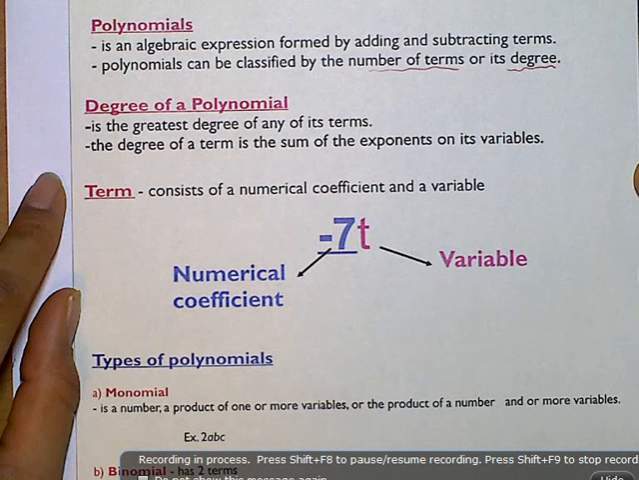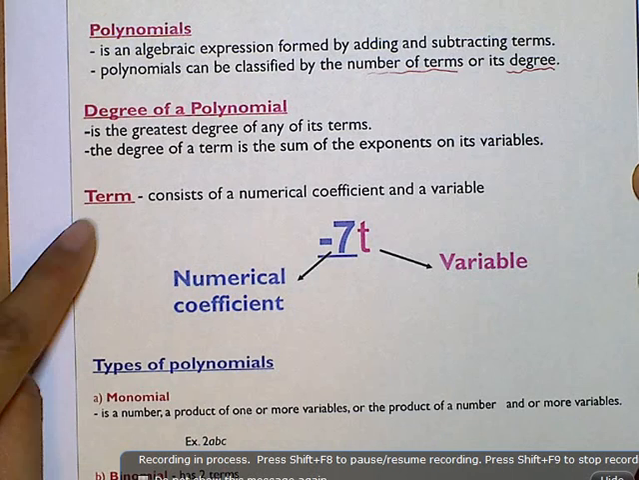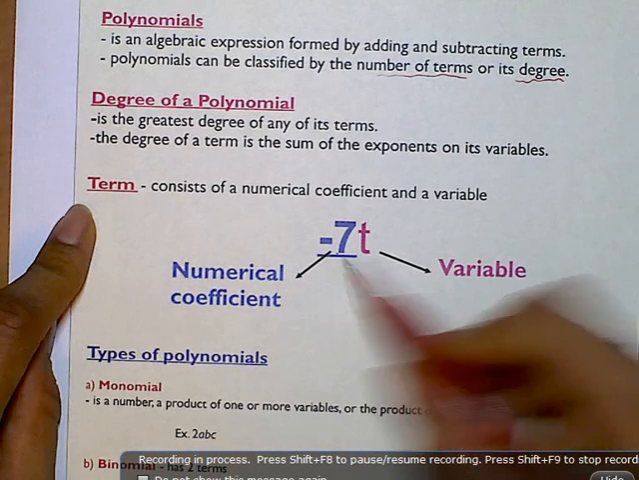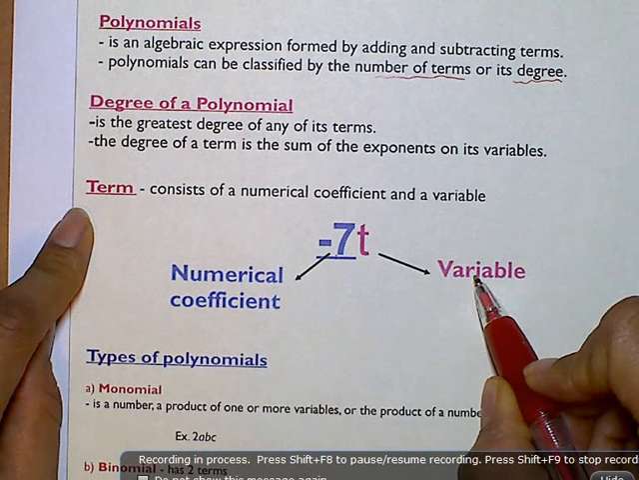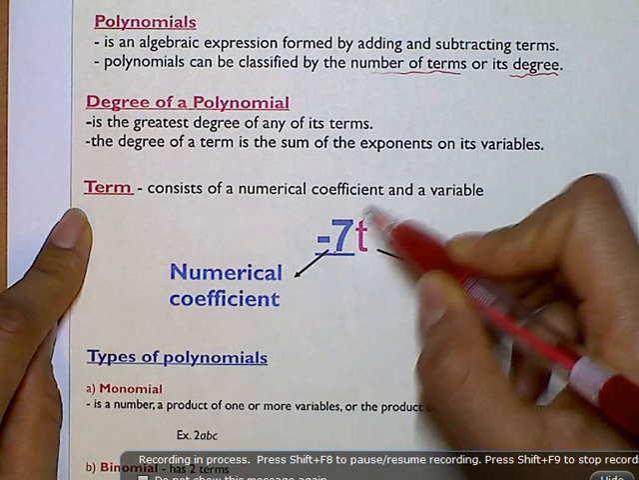The degree of a term is basically the sum of the exponents on its variable within a term. A term basically consists of two things. There's a numerical coefficient and a variable. And sometimes you'll have an exponent on the variable, which is also part of that term.